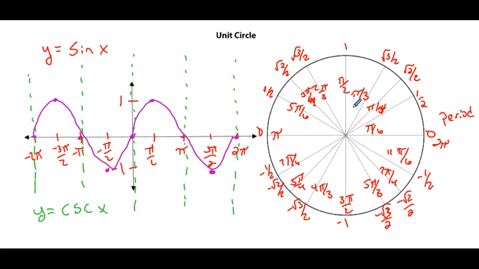So let's talk about the reciprocal of 1/2. Reciprocal of 1/2 is 2. So at 1/2, so at pi over 6, we're going to be at 2. And then at pi over 4, the reciprocal of that would be 2 root 2 over 2. So it's getting smaller, getting closer to 1. When we get to pi over 2, the reciprocal of 1 is 1.